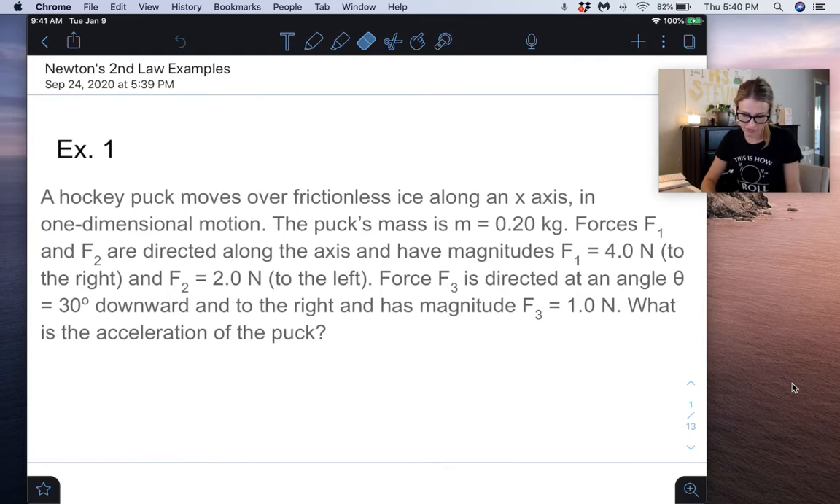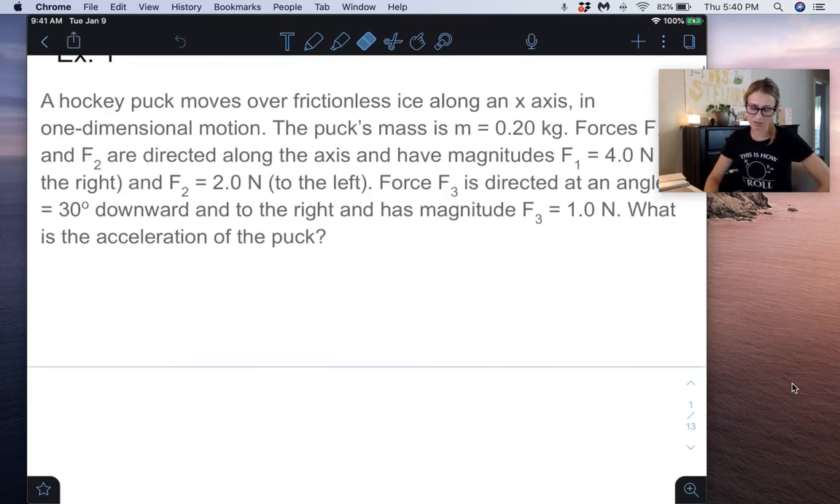Forces F1 and F2 are directed along the axis and have magnitudes F1 equals 4 newtons to the right and F2 equals 2 newtons to the left. Force F3 is directed at an angle of 30 degrees downward and to the right and has a magnitude of 1 newton. What is the acceleration of the puck?